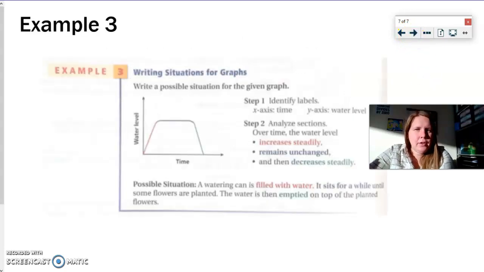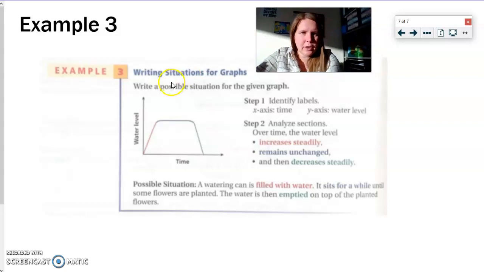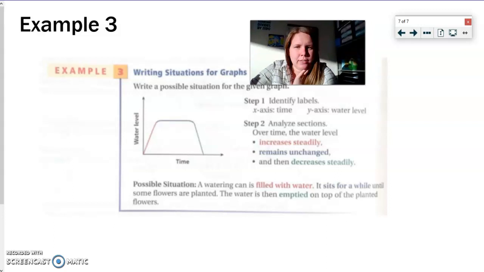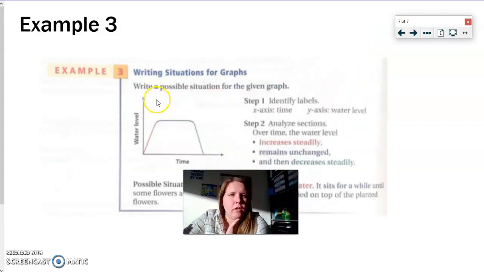So the last one is looking at a graph and coming up with a situation that you could possibly see for this graph. So it says, write a possible situation from the given graph. So step 1 is identify your labels. So I notice that the X is time and my Y is water level. So I need something that's going to relate to that. Step 2 then is analyze my sections over time. So it looks like I have an increasing part, it remains the same, and then it decreases.